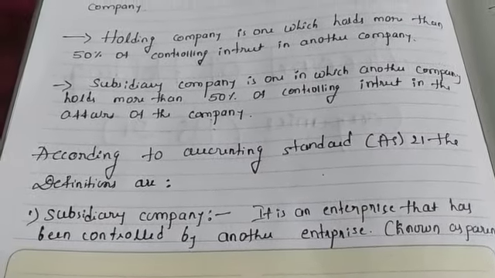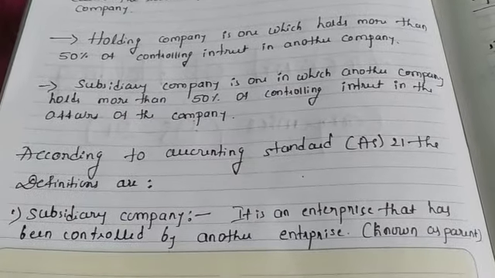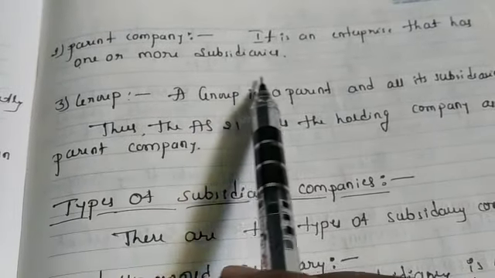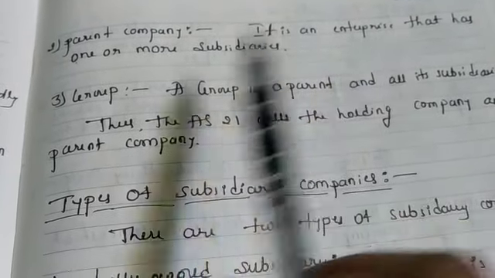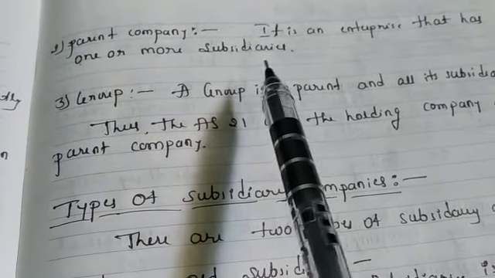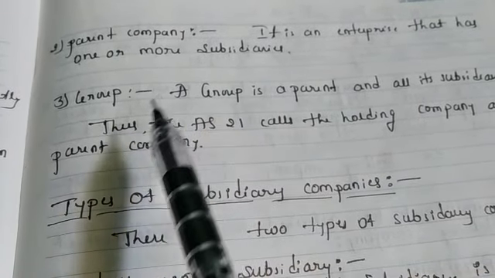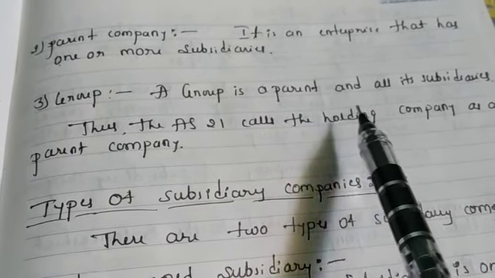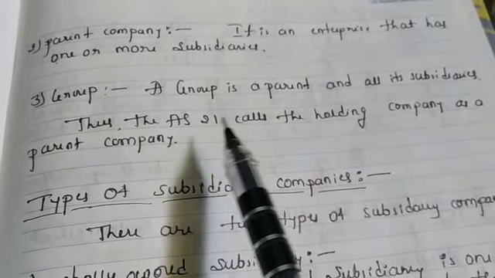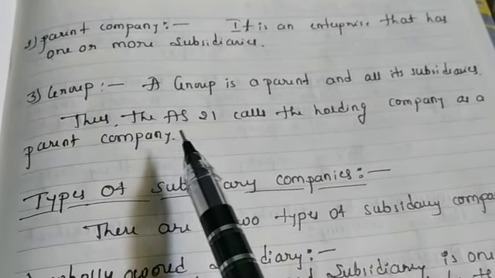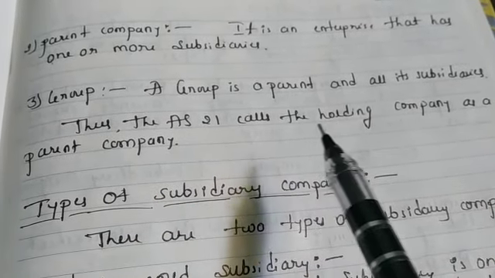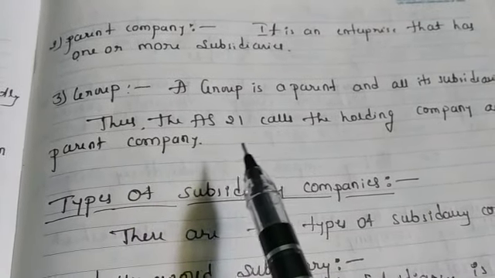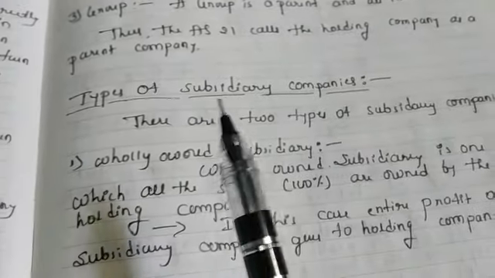Then come to the point, parent company. What is meant by a parent company? It is an enterprise that has one or more subsidiaries. So this is a parent company. Then group. A group is a combination of the parent and all its subsidiaries. It is called a group. Accounting Standard 21 calls the holding company a parent company. Already I told you that a holding company is also called a parent company.